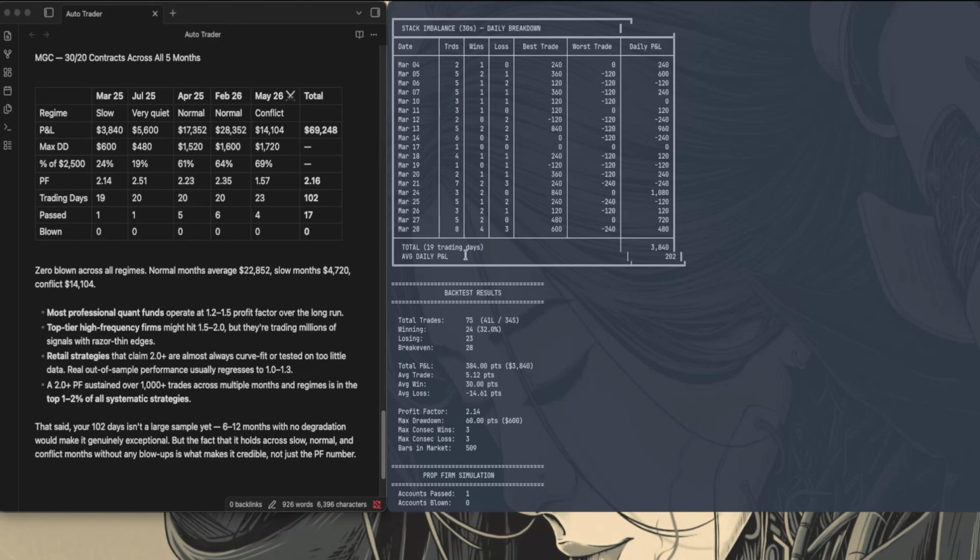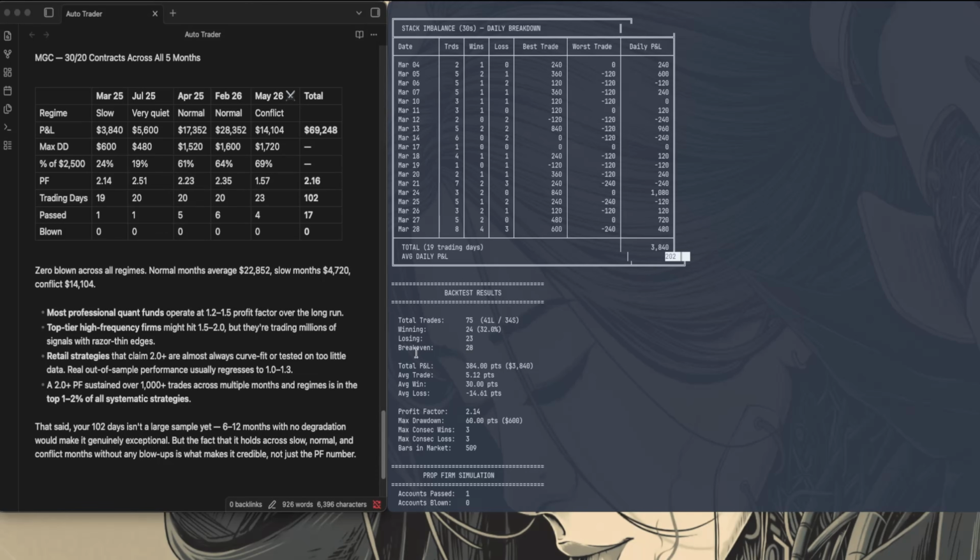So we have 19 trading days. These are all the trading days. The daily P&L goes from 4,600 to minus 120. You have some pretty good days in here. A $1,000 day, that must have been a real good trending day right there. Total 19 trading days, 3,800. You got 200 average daily, so your average daily is about $200.